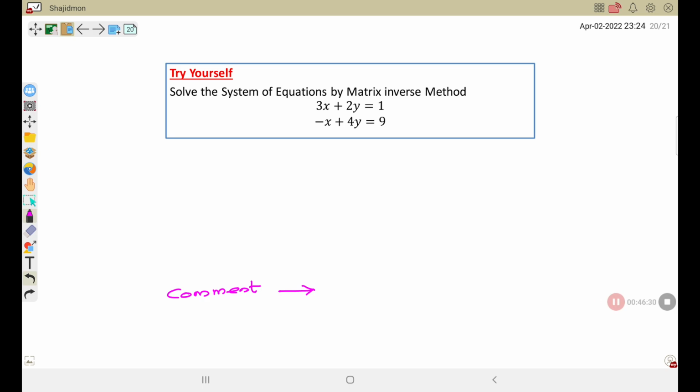So we discussed these three things: how to find the determinant of a 2 by 2 matrix, how to find the inverse of a 2 by 2 matrix, and how to find the solution of a 2 by 2 system of equations by matrix inverse method.